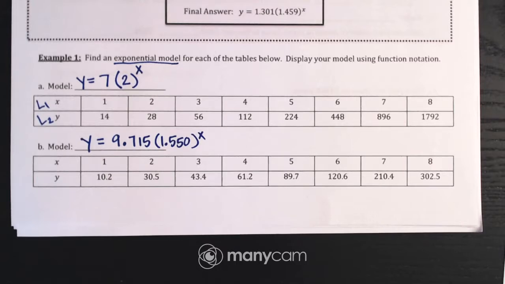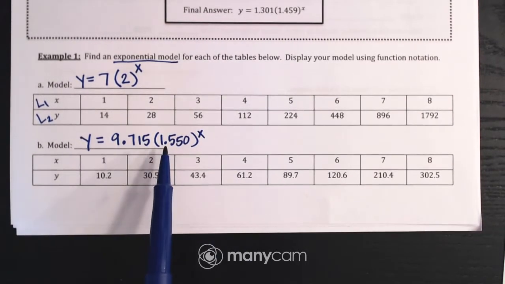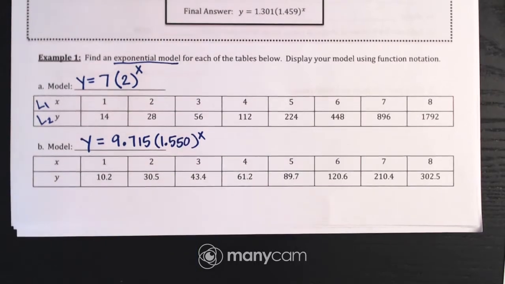Okay, so here's my model for the second data set, 9.715 times 1.550 raised to the x power.